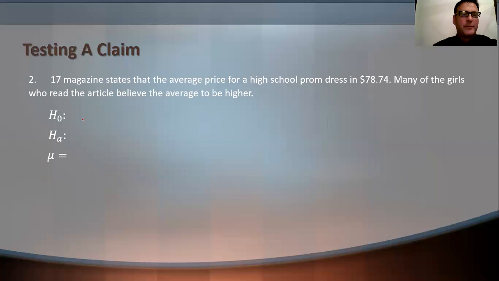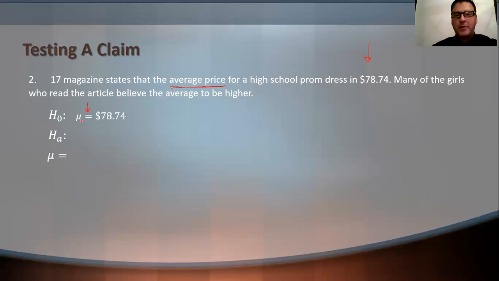So like before, the null, which is H sub 0, is the original claim. It is the claim that 17 Magazine is stating, and it relates to this number that you see right there. And we're talking about averages in this case. We're not talking about proportions. So I'm going to use a symbol mu within my null and in my alternative. So for my null, the original statement was mu is equal to 78.74. Again, notice that I have an equal to sign there. That should be true for all of our null hypotheses in this class.